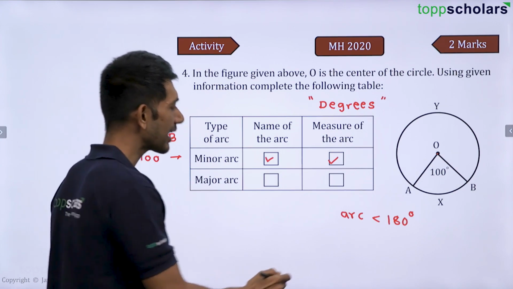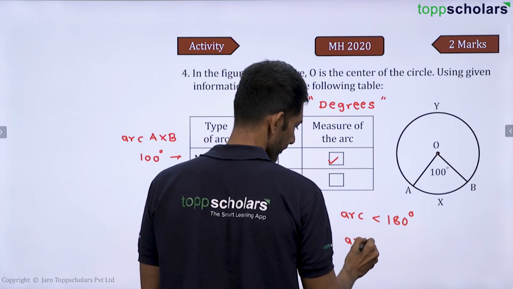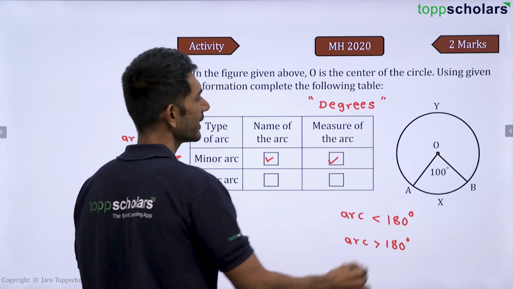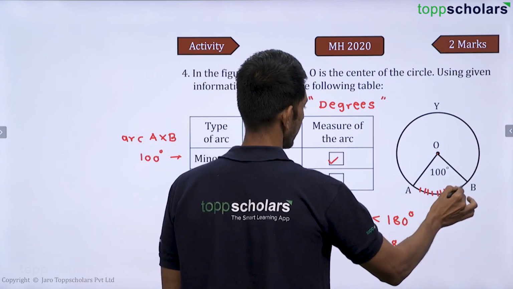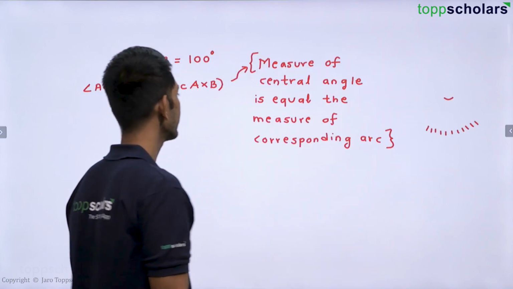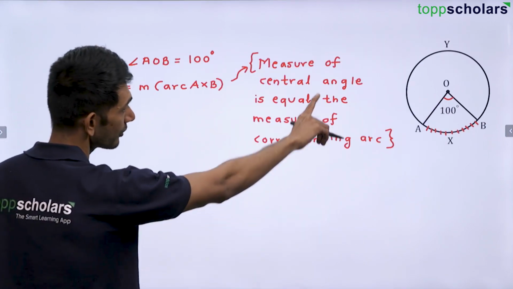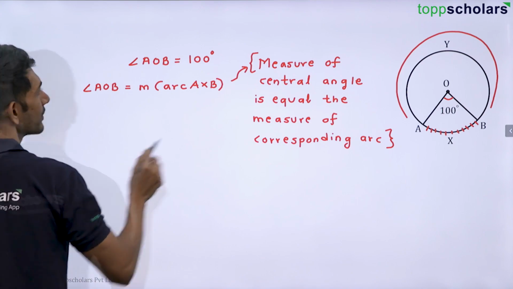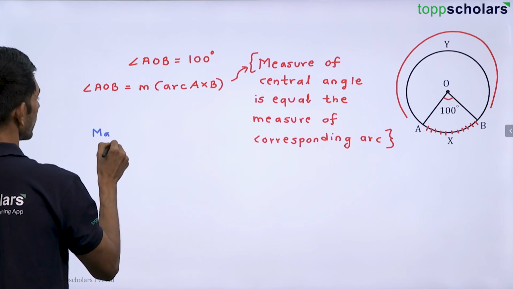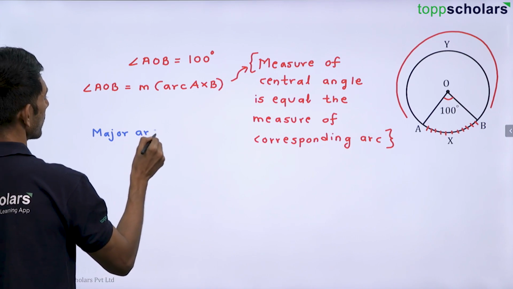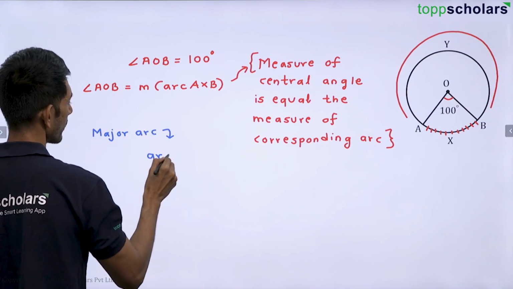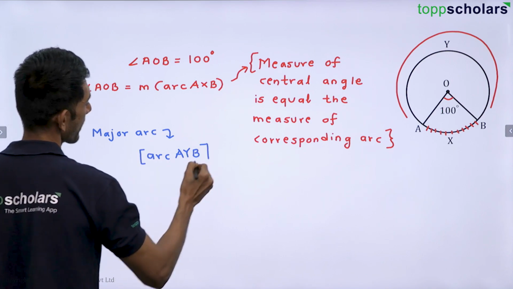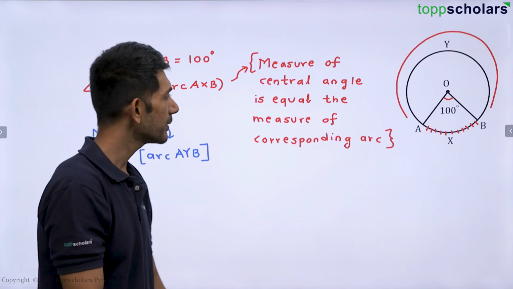Major arc is what? The arc which is greater than 180, correct? So tell me one thing, if this is 100 and the entire circle is 360, so can I say that the major arc is AYB. So my major arc is going to be arc AYB.